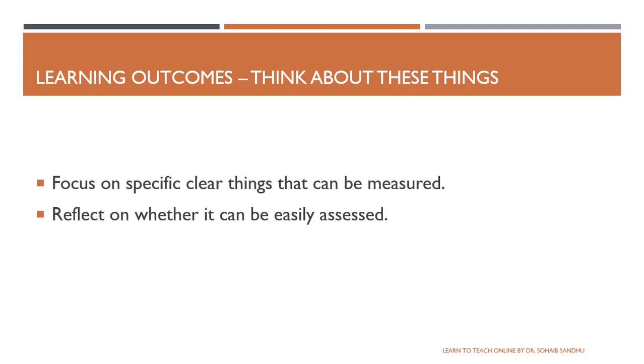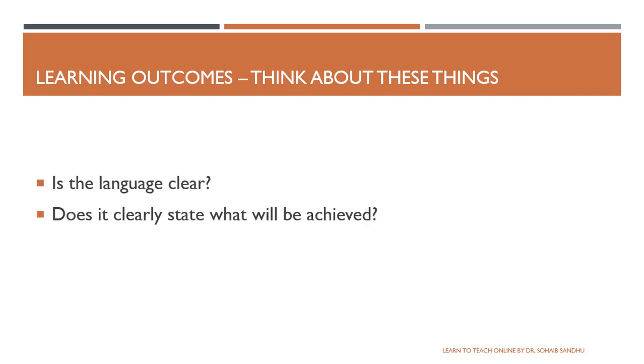Make sure that your learning outcome is specific. It focuses on something and that it can be measured. And what do we mean by measured? Something that you can assess easily. As you put together your learning outcomes, think about how specific they are. Can you assess them easily? Is the language clear? It may be clear for you, but what about the reader? What about the learner, the other stakeholder? And does it state clearly what needs to be achieved?